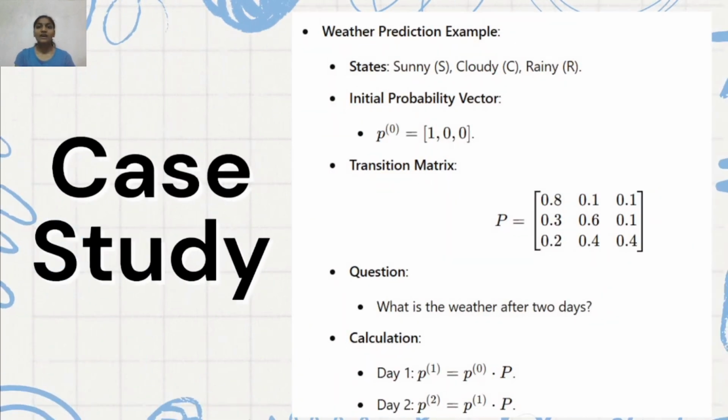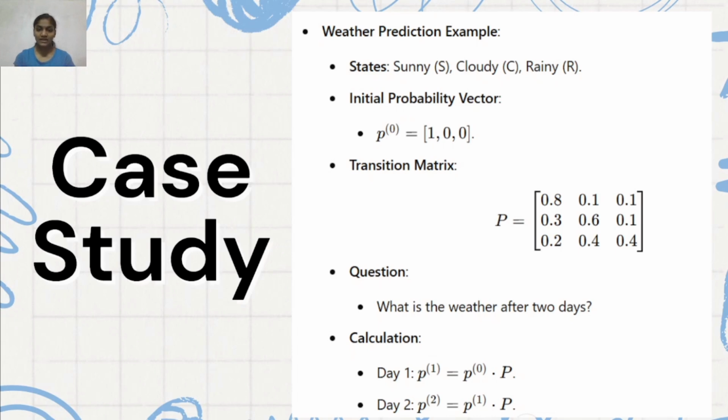Case study, weather prediction example. So here we'll take a small case study example of weather prediction. States are sunny S, cloudy C, rainy R. Initial probability vector will be P of 0 is equal to 1, 0, 0. And the transition matrix is the same one as before we have seen. And here is the question. What is the weather after 2 days?